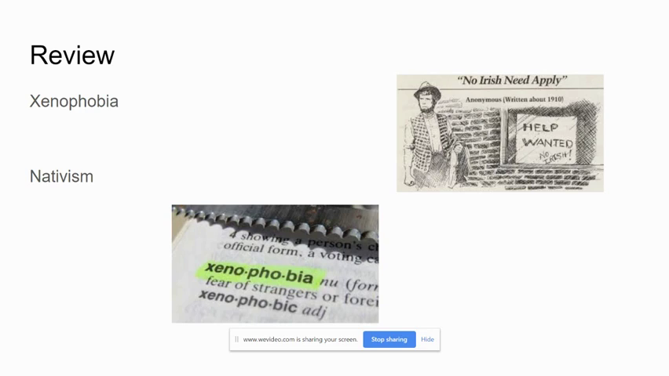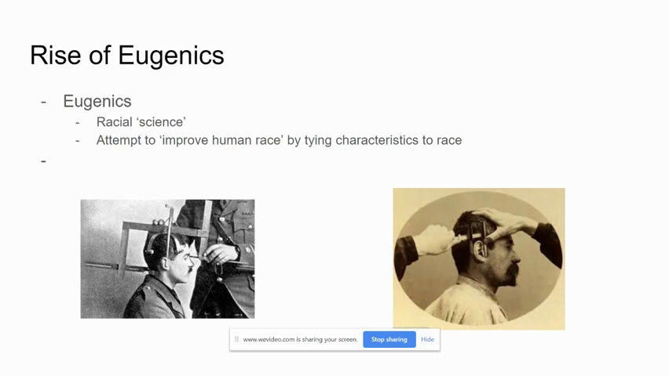And we have nativism. Nativism is where you have this push to support those people already in the United States and kind of pushing away immigrants coming in. We're going to have this rise in this race-based science called eugenics. Eugenics is a way to determine a superior race. We see this starting to happen more and more in the late 1800s, and we're going to see it kind of increase in its validity in the early 1900s.